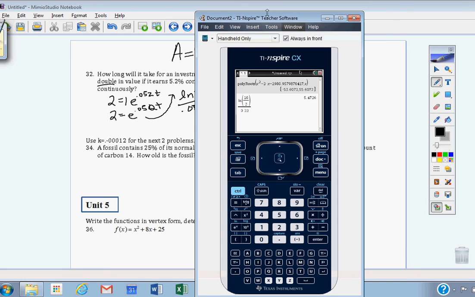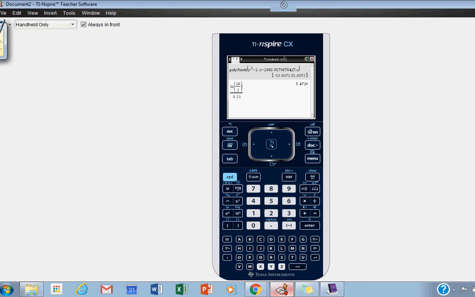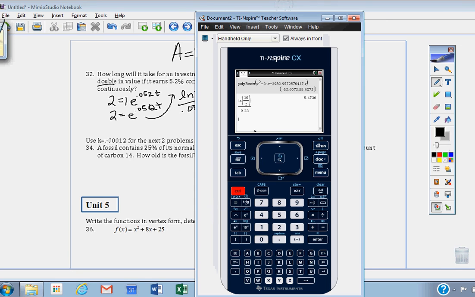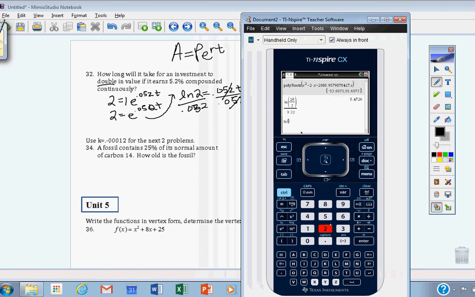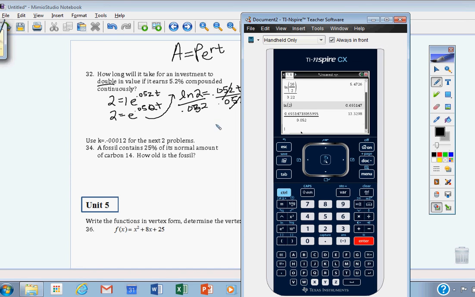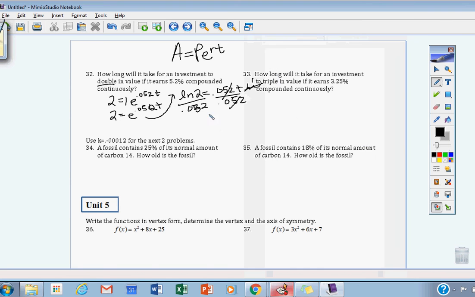So on my calculator here, I get natural log of 2. Why it's not accepting that 2, okay? And then we're going to take that answer and divide by 0.052, 5.2%, and we click it. And that's like 13.33 years. So approximately 13.33 years, okay? Likewise, I'm not going to do number 33 because that's just tripling, so hopefully you can try that and see if you're matching up.